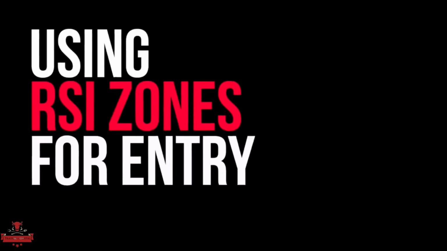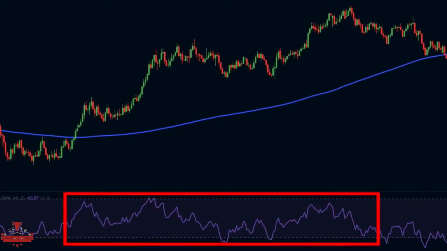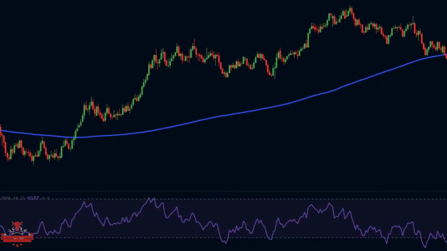The next step is to use the RSI zones for our entries. In an uptrend, we know that the RSI will generally be between the 40 and 80 levels. So, we have two types of trades in an uptrend. We can either short the stock when the RSI crosses above the 80 level, or we can buy the stock when the RSI is below 40. The short trade will be a counter-trend approach, and the buy trade will be a trend-following approach.